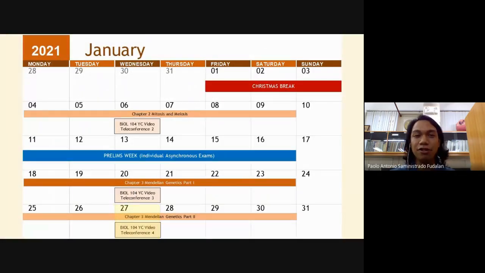So first, our schedule. We are now ending January. We are on January 27, and we are currently continuing our topic on Mendelian Genetics Chapter 3, this time Part 2 already. I've already uploaded the problem set for Part 2 of Mendelian Genetics. It's more complicated. It's related to probability that you've learned from statistics, so you'd be able to apply the concepts, no? The binomial probability and the multiplication and addition laws in probability in Part 2.